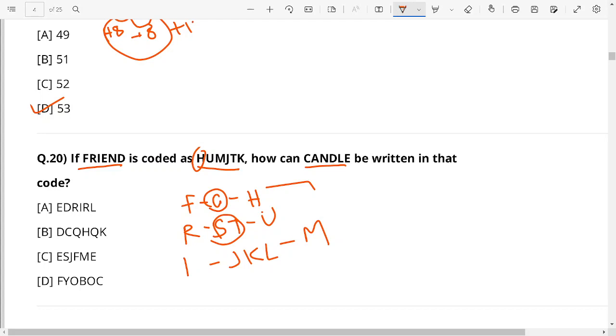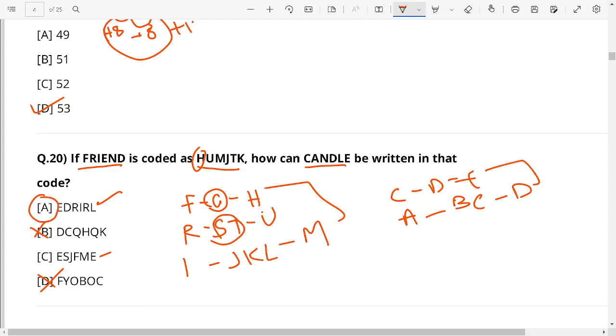So in the same code, in the same formula, in the same pattern, let us see candle. If you look at candle, we'll have to get C, then D, then E. We have E here and we also have E here. So eliminate B and D. Next A. Let us jump two letters. That is A, then B, C, and D. We have ED here. So we got ED, so you got the answer. Option A will be the right answer. And the same way, if you look at N also, we'll get O, P, Q, then R. We have R here. So this will be the pattern. This is how you have to decode the codes given in coding and decoding.